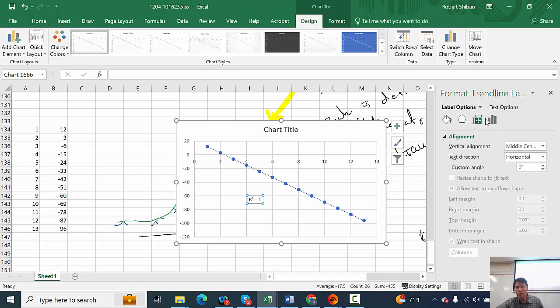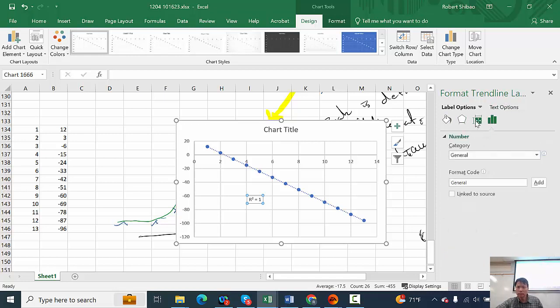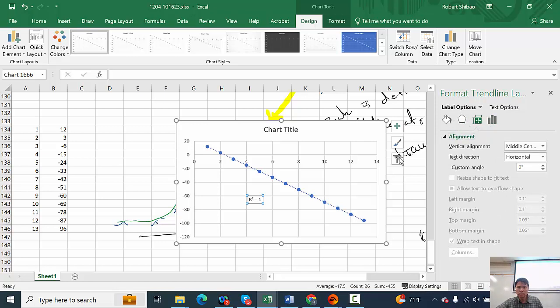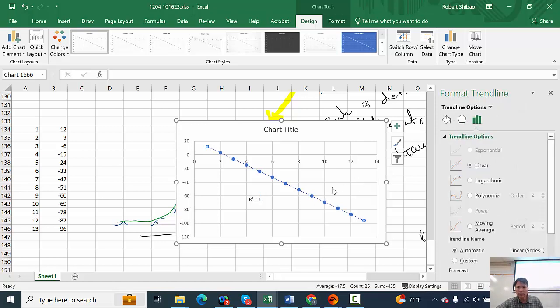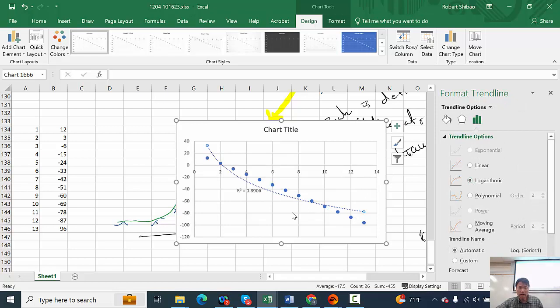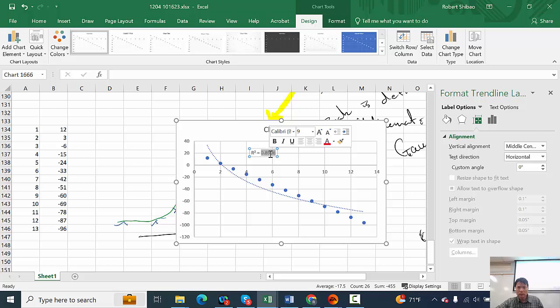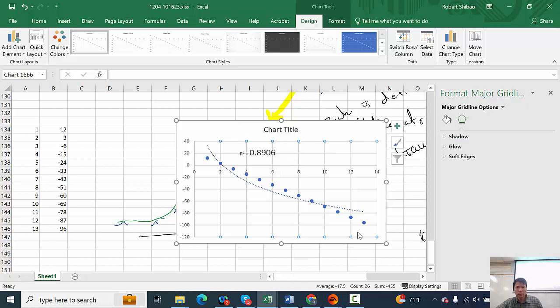What other trend lines are there? Oh, I got to go back to my trend line here. We could try a logarithmic fit. Take a look at what happens to the r squared value here. 0.89. Is that a good fit? We would consider this a pretty poor fit. Although it's pretty close to 0.9, it's still not the greatest fit for this particular data.